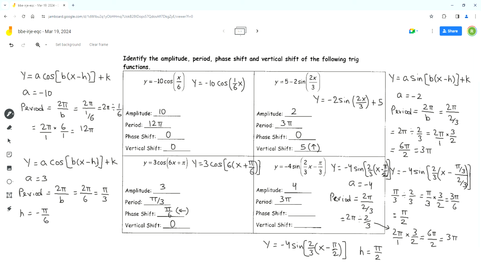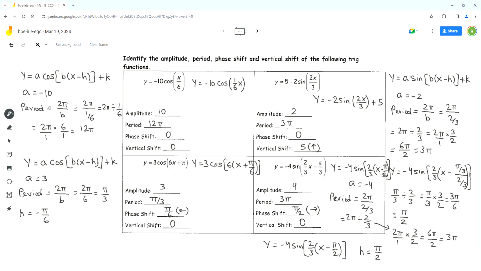If you remember, I told you earlier that the h value has a sign which is opposite the sign of that term in the equation. Since h is a positive value, that means the phase shift is pi over 2 units to the right side. Now we can find the vertical shift, and vertical shift is the term being added or subtracted to the sine term at the end. In this case there is no term being added or subtracted to the sine term, so that's why the vertical shift is 0.